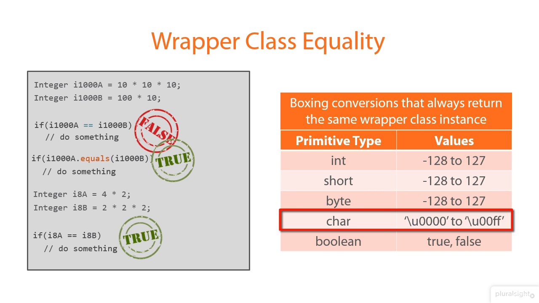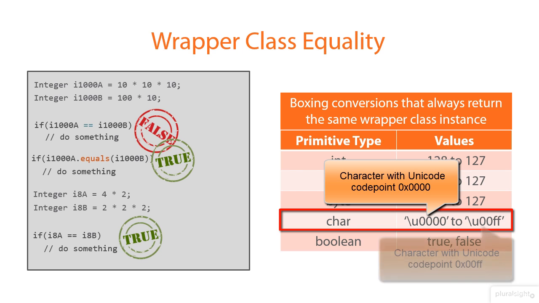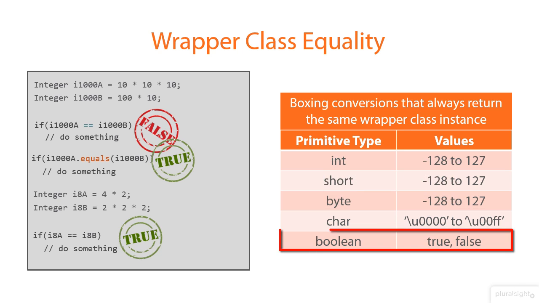On the char type, it's any character value from the range of the character 0 all the way up to the character 00FF. And for boolean, it's all of its values, because remember, boolean only has 2, true or false. So any time you convert the boolean value true to the class Boolean, all the trues will point to the same object instance, and all the falses will point to the same object instance.